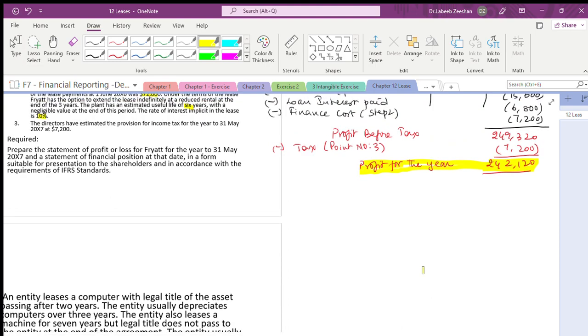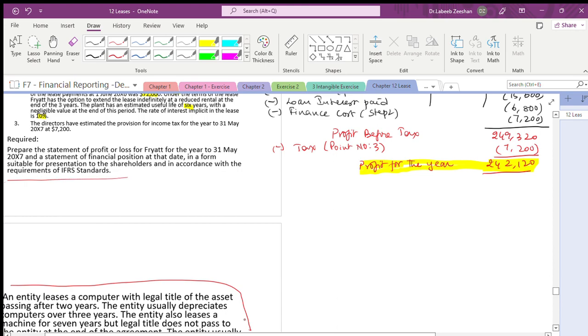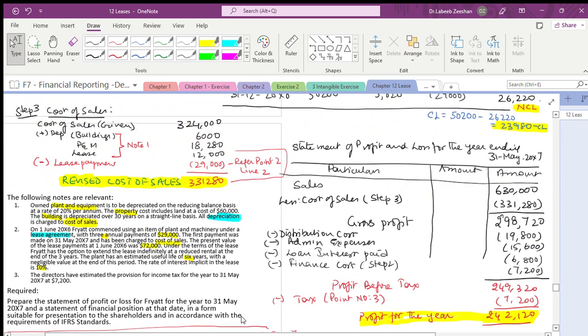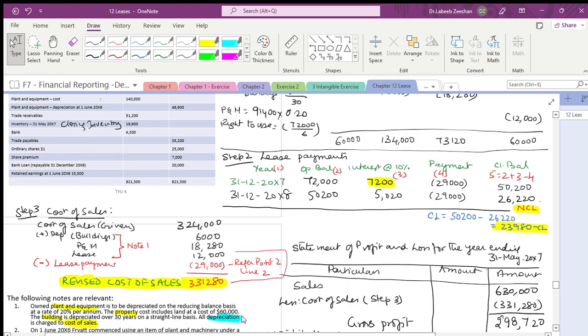Now, I will use it like this. Next, statement of financial position as on 31st May 2007. Okay, put it like this. Step 3, this is step 4, and this is step 5.